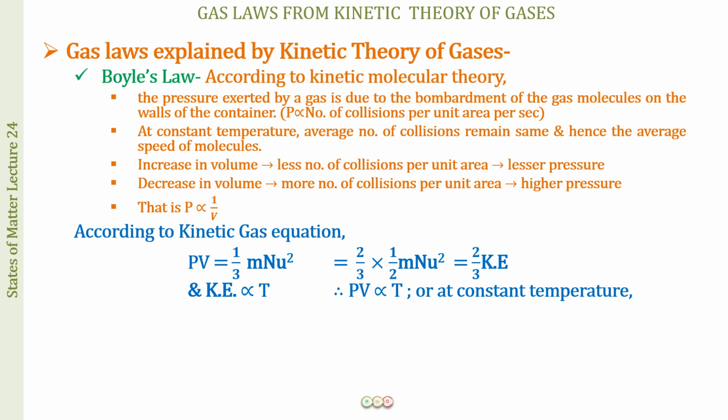So if the temperature is constant, not changing, then PV is going to be constant, or V is going to be inversely proportional to P, or P is going to be inversely proportional to V. So what this means is that we have proved Boyle's law from the kinetic molecular theory of gases and the kinetic gas equation.